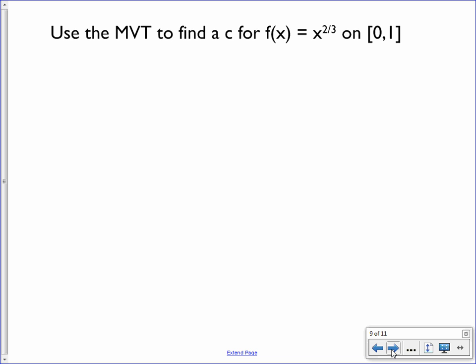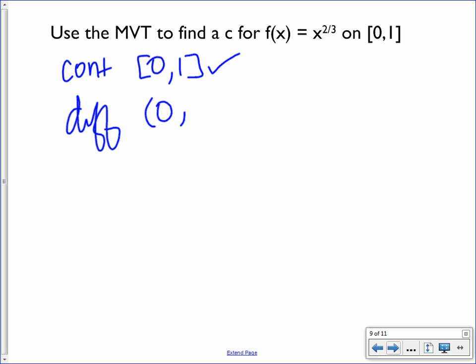All right, so before we use the mean value theorem, what should we check? Differentiability and continuity. Is it continuous from 0 to 1? It's continuous. Is it differentiable on the open interval 0 to 1? Where is it not differentiable? At 0. We need to be differentiable on the open interval, so we're okay.